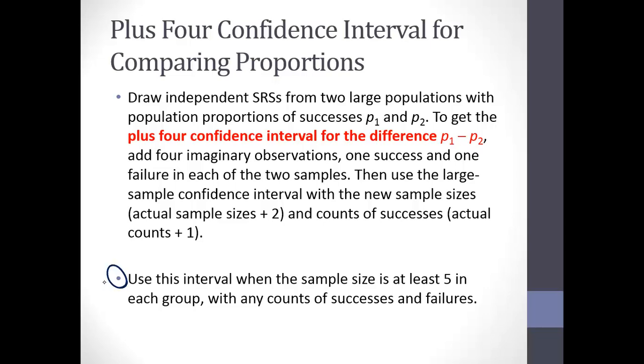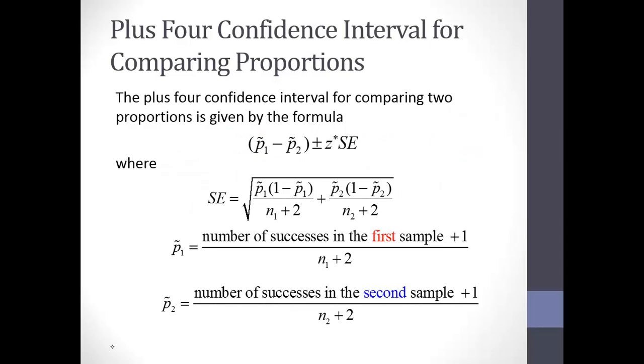I'll show you that on the next slide, but here's the reason this is our backup strategy: we can use this when the sample size is at least 5 in each group. Regardless of how many successes and failures we have, as long as our sample sizes are at least 5 in each group, we're all set. It'd be hard to think of a situation where you didn't have at least 5 people in your samples. That would be really, really small. So this will be useful almost always.